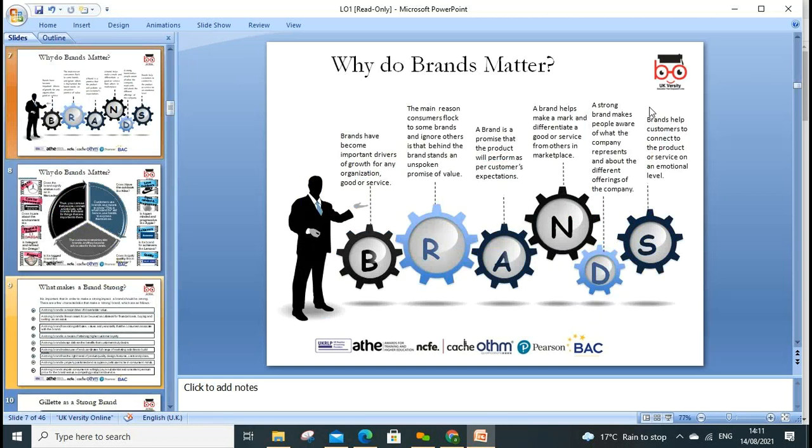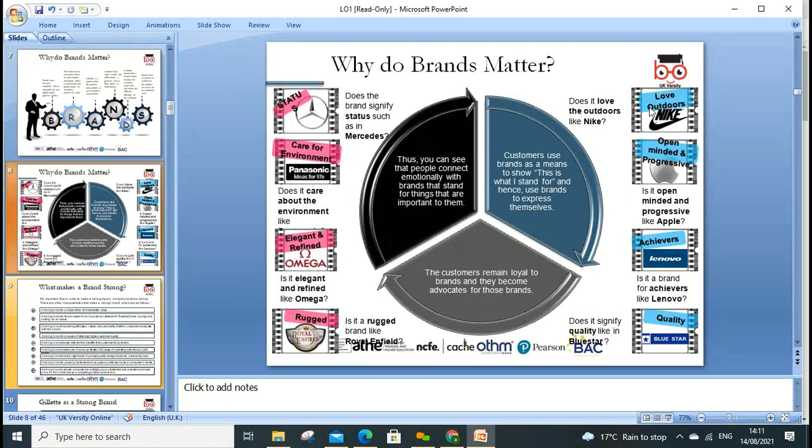Okay, why does the brand matter? Brands have become important drivers for the growth of any organization. We look at some brands and ignore others. The brand is a promise. What is the promise? What you say is the same thing you deliver, and you have documentation and strong customer service. A strong brand makes people aware of what the company represents, and the brand helps the customer. So these can all be addressed. Okay, think about why brands matter. So please, let's think about it.